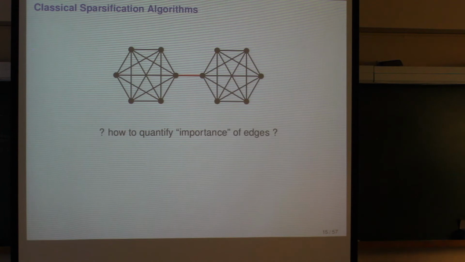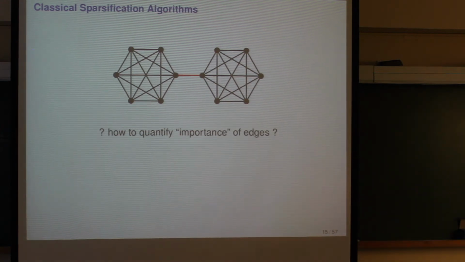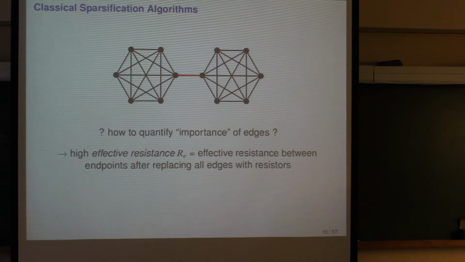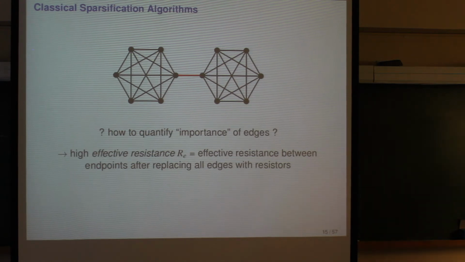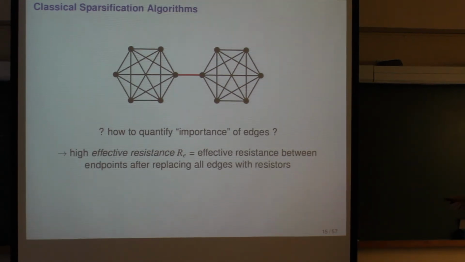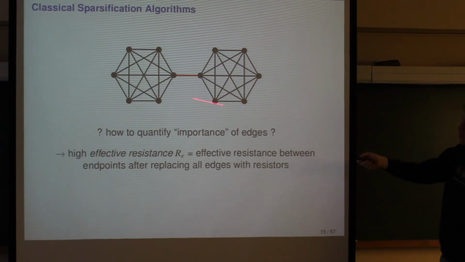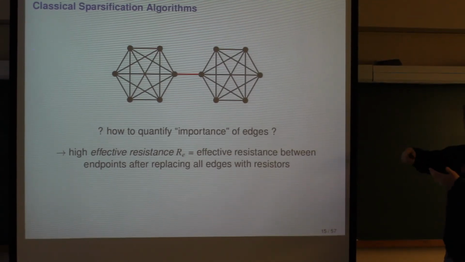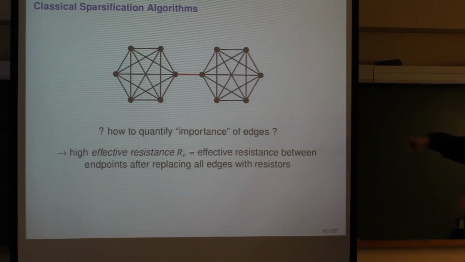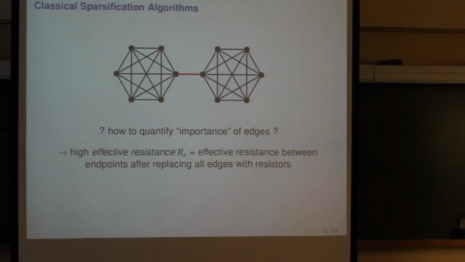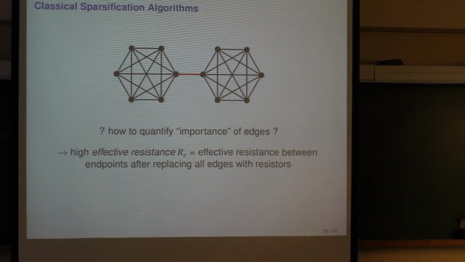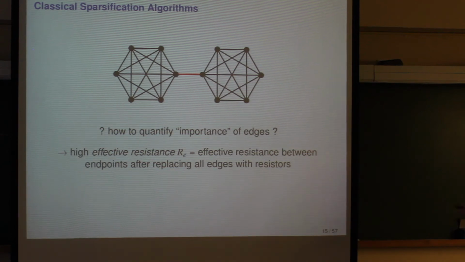How do we find the edges which are important and mark the ones that are not important? It turns out that a certain quantity associated to an edge, called the effective resistance, is the correct quantity. What the effective resistance is: imagine this graph as an electric network. It means that every edge is replaced by a resistor. If it's a unit weight edge, every resistor would just have value 1. And now you can ask what is the effective resistance between two nodes.